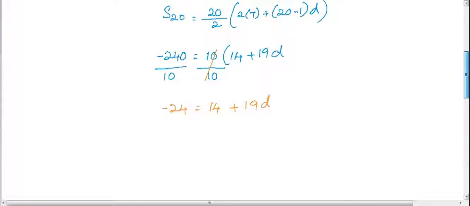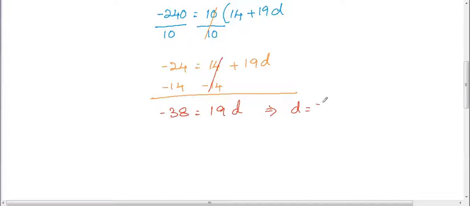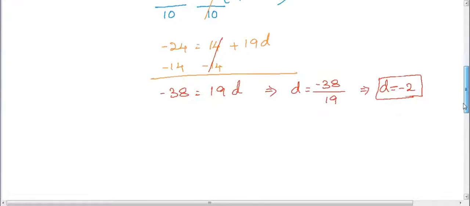Now subtract 14 on both sides. If we do that, minus 24 minus 14 becomes minus 38. So minus 38 is equal to 19d, and d is equal to minus 38 divided by 19, which is nothing but the d value is 2. So d is the common difference of the AP here. So the common difference is minus 2.